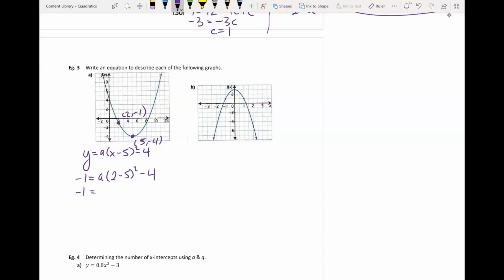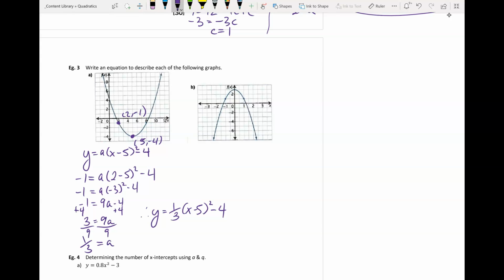So 2 minus 5 is negative 3. Then we're going to square the negative 3, which is 9. From here we're going to add 4 on both sides. That means I'm left with 3 on the one side. Now we're going to divide both sides by 9. So a is 1/3 after I simplify that fraction. Now we're going to put it all together. Y is equal to 1/3, because that's our a, times x minus 5 squared, minus 4.